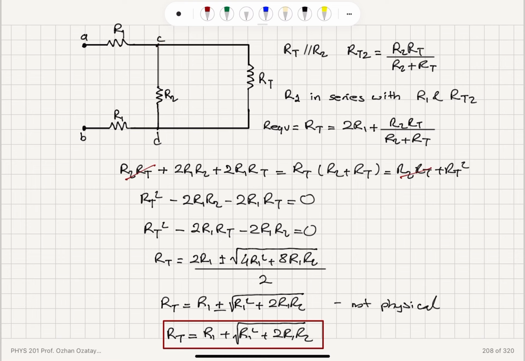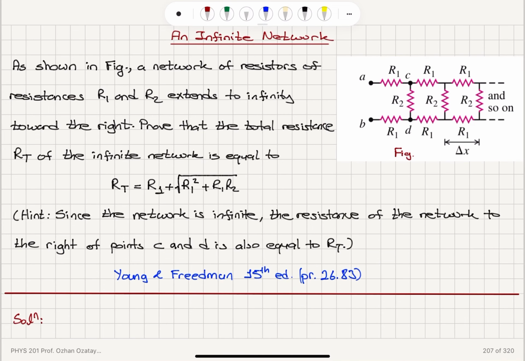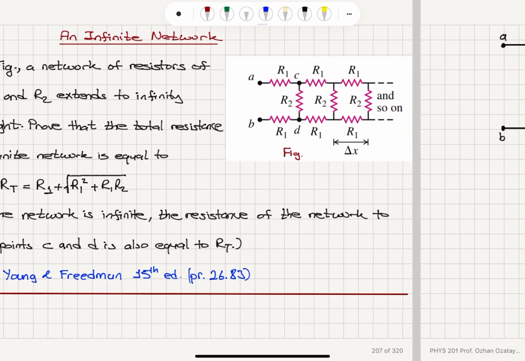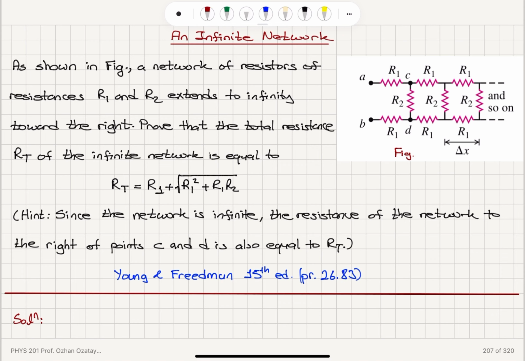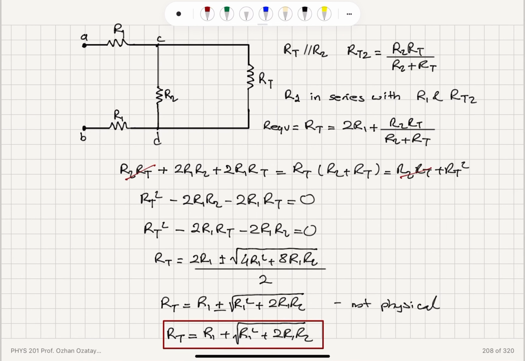So I have R2 RT over R2 plus RT replacing this part, in series with 2R1. So this gives me the equivalent resistance, which is RT. Solving for RT, we obtain a quadratic equation, and we only take the positive solution because the negative resistance doesn't make any sense. It's not physical. So this is the proper solution, and that's what we were supposed to obtain. RT is equal to R1 plus the square root of R1 squared plus 2R1 R2. So this is the correct answer.